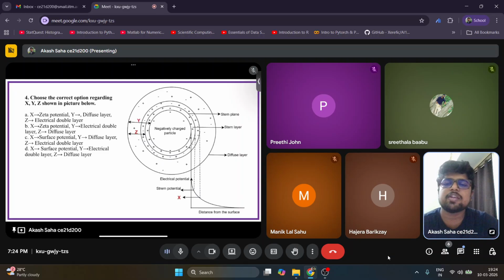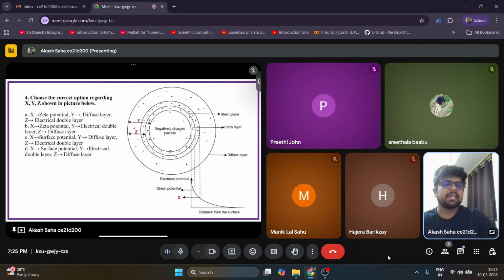Next, here you can see the formation of the electric double layer. They have marked something as X, Y, and Z, and you have to tell me what they represent. Look at the options and let me know the correct answer. We have a negatively charged particle over which we have some charge accumulation. We can see the Stern layer and the Stern plane, and the thing marked as diffuse layer should be the diffuse plane. Then we have Y and Z and something as X.